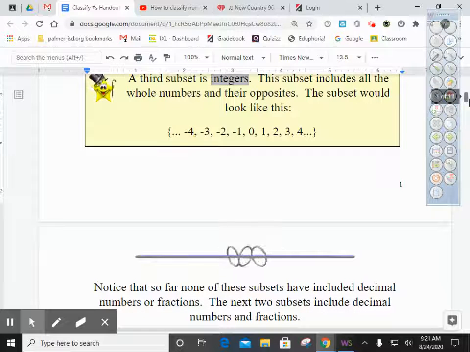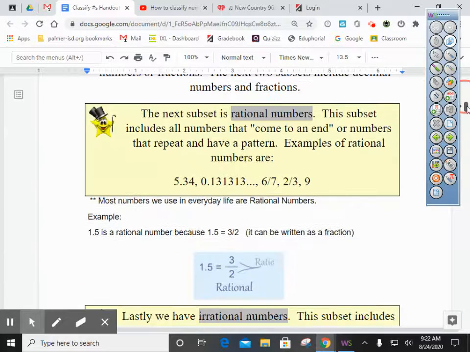The third subset is integers. Where do you find them? I want you to repeat after me: there is no such thing as negative integers. They're just negative numbers. They're called integers. Negative numbers, positive numbers on the number line, and their opposites are called integers. Where do you find them? On the number line. If it's got a decimal, it is not an integer. It is a rational number only.